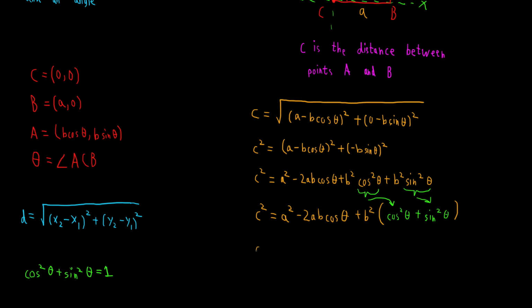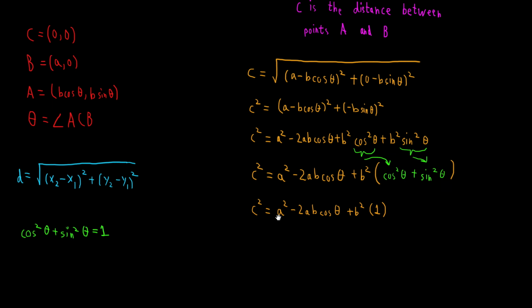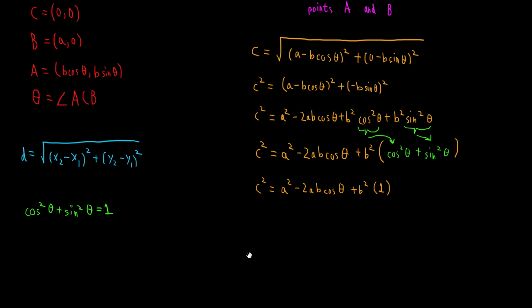Now we'll use the Pythagorean trigonometric identity to write our next step. So, C squared equals A squared minus 2AB cosine theta plus B squared times 1. And for our long-awaited conclusion, C squared equals A squared plus B squared minus 2AB cosine theta.